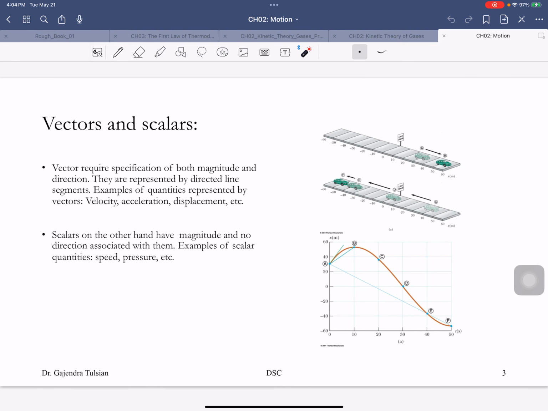Now in physics, there are quantities that are described by vectors, and then there are quantities that are described by scalars. Vectors are quantities that have magnitude and direction, and as the name suggests, they're represented by directed line segments. The length of the arrow tells you the magnitude, and the direction of the arrow tells you the direction of the quantity.